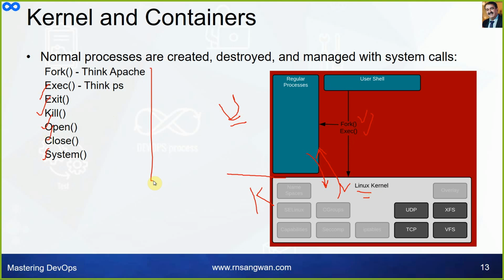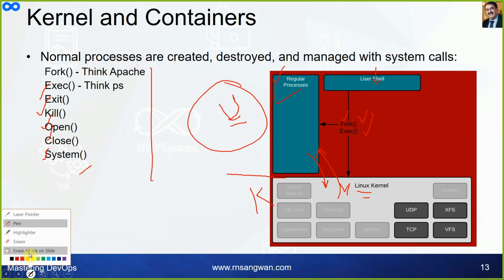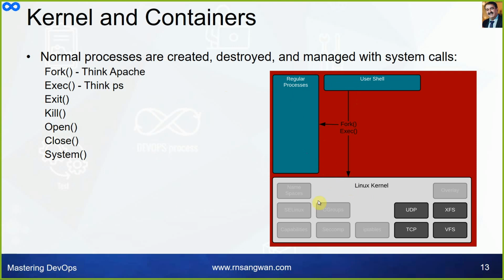Container does not fit into any of these things, because this is how the regular processes are created. What we do is issue a command from the shell. When you execute any command, it will make the appropriate system call to the kernel, and it will create regular processes in the user space. I'm trying to make it clear: where are the containers from this definition? Containers are not existing in this case.